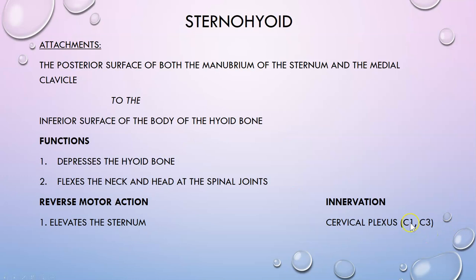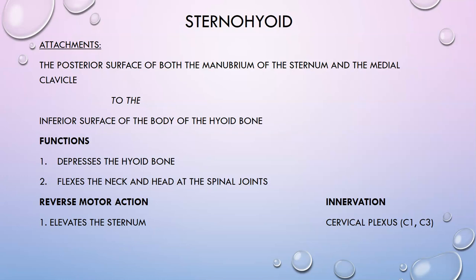Okay, infrahyoids. The first is called the sternohyoid. So you should be getting a pretty clear picture now that all these muscles are named according to their attachments. They're all named generally from the areas that they arise from and go to. So your infrahyoids, remember, are below the hyoid bone, where all the previous muscles have been above.